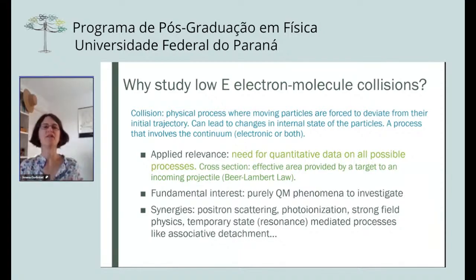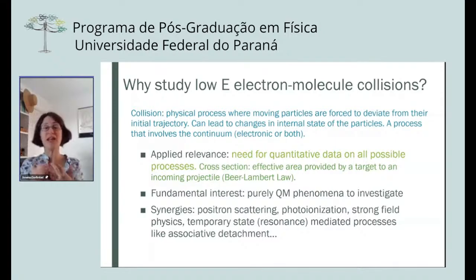So let's remind ourselves what a scattering process or collision is. A collision can be defined as a process in which moving particles are forced to deviate from their initial trajectory. So if we have an electron and a molecule, we normally assume the molecule is not moving and the electron comes in and it's diverted by its interaction with the molecule. Now, the interaction between the projectile and the target, the electron and the molecule, can lead to changes in the internal structure of the particles, in this case, the internal structure of the molecule. So when we say we want to study electron-molecule collisions, what we want to understand and quantify is both the changes in direction and the potential changes to the internal state of the molecule.